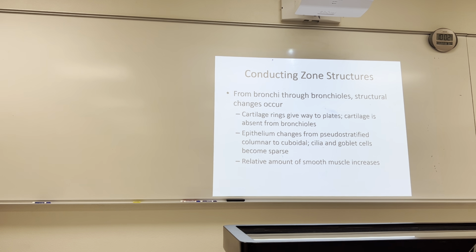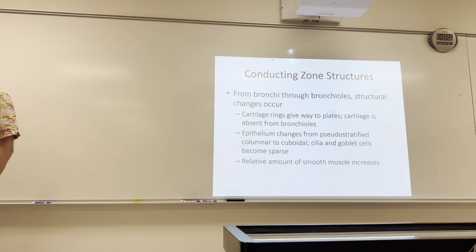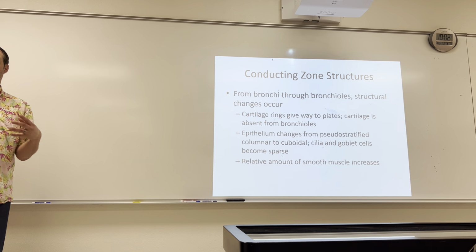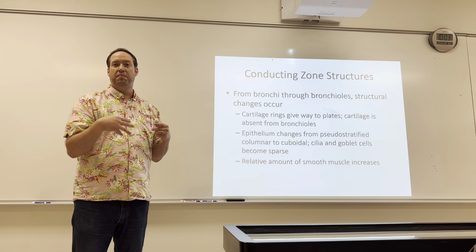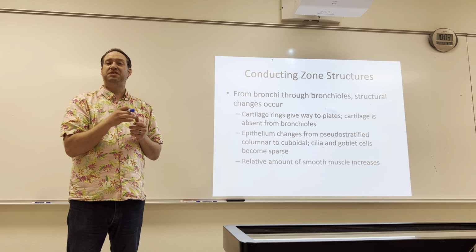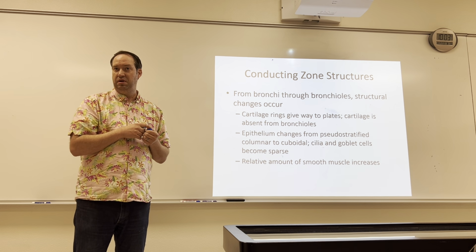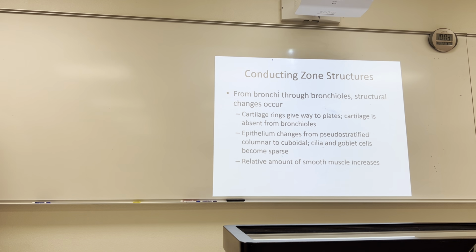Not only that, as the cartilage starts to disappear, the epithelial tissue goes from being pseudostratified columnar epithelium with cilia and mucus and goblet cells to just cuboidal epithelium. Why? Because you don't need it. Right? The mucus caught all that crap. By this point, we're good. And also, those tubes are so tiny, there's no room for them to have mucus in them. The mucus would block the tube. So as we get into the smaller tubes, we don't see this, but we do see more smooth muscle. And that smooth muscle is there for constriction and dilation.